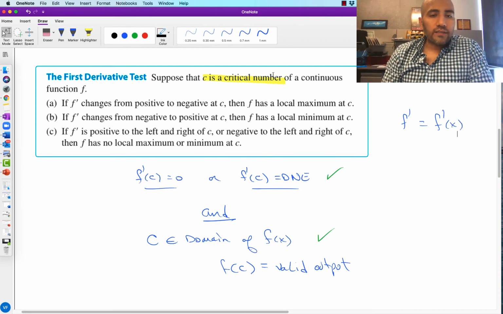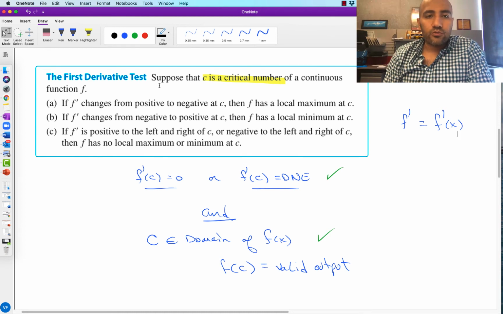Okay, so as we saw earlier, if we examine the sign of the first derivative and we observe that it changes from positive to negative or the other way around, then we know that we have a local maximum or a local minimum. And if we observe that there is no change, the sign of the first derivative stays positive to both the left and the right of a value c, or the first derivative stays negative to both the left and the right of a value c, then there is no local maximum or minimum at c.